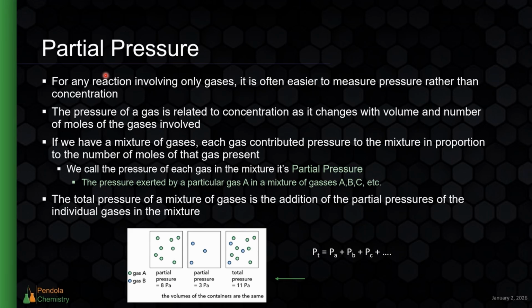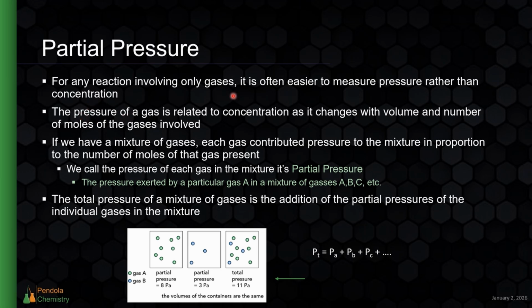The pressure of a gas is always going to be related to its concentration. And that's because what affects pressure are the number of moles of a gas as well as the volume of the container. Those two things are also the two measurements that affect concentration. So we can't change the pressure of a gas without changing its concentration. And therefore, pressure and concentration are related to each other. They have the same trend.